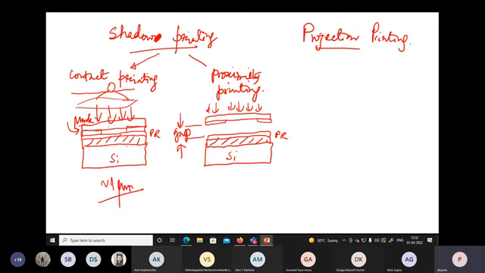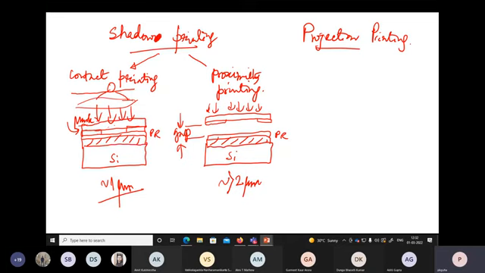So our initial lithography system is like this. Then people moved to proximity printing. Here maybe 2 micron or more than 2 micron resolution you can get. What is resolution? Resolution is the minimum feature size which you can achieve. Now they have their own advantages and disadvantages.